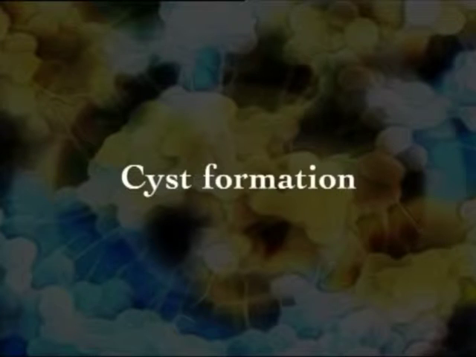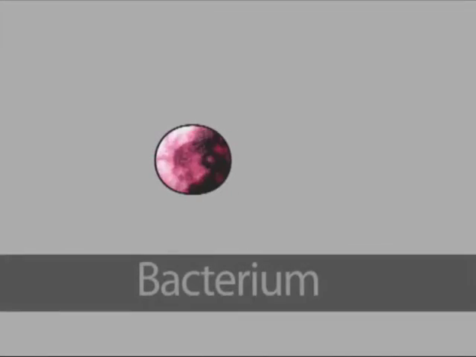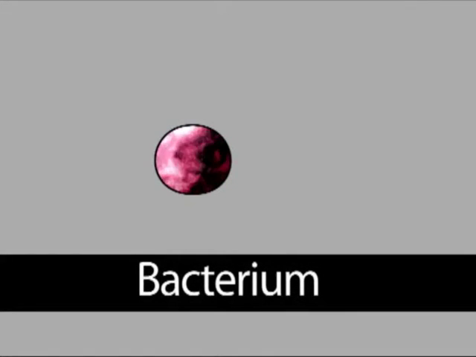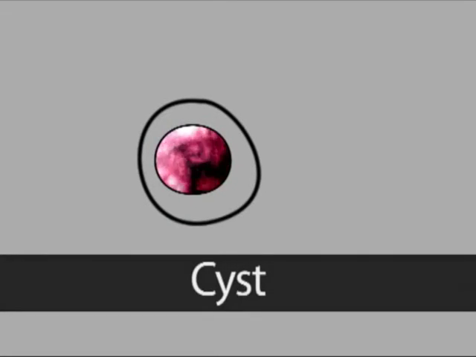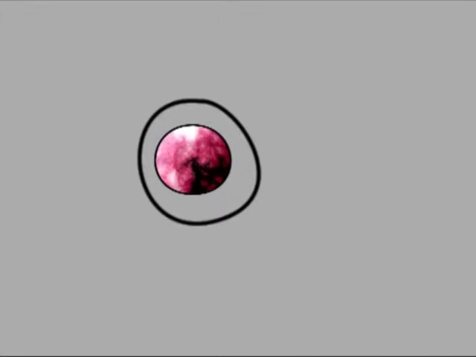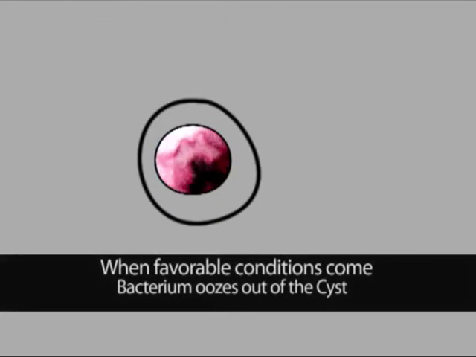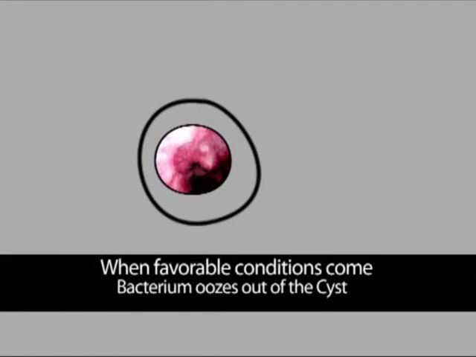Cyst formation. In this type of asexual reproduction, the parent cell secretes a highly protective covering called the cyst wall, which can resist unfavorable conditions. On return of the favorable conditions, the cyst wall dissolves and the bacterium gets released. This cyst formation helps in perennation. This is reported in Entamoeba histolytica. And here is the cyst formation that we are talking about.